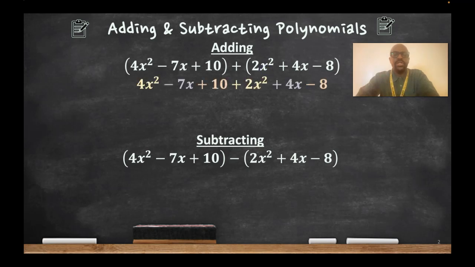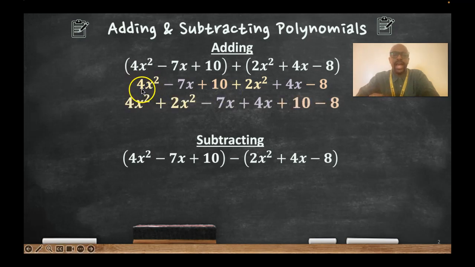So when you're adding polynomials, you can drop the parentheses because you don't have to distribute a negative 1 like you would in the subtraction problem that we'll see shortly. From here, as you can see the color coding, you can just combine like terms. So what do I mean by that? Having 4x squared plus 2x squared will give you 6x squared.